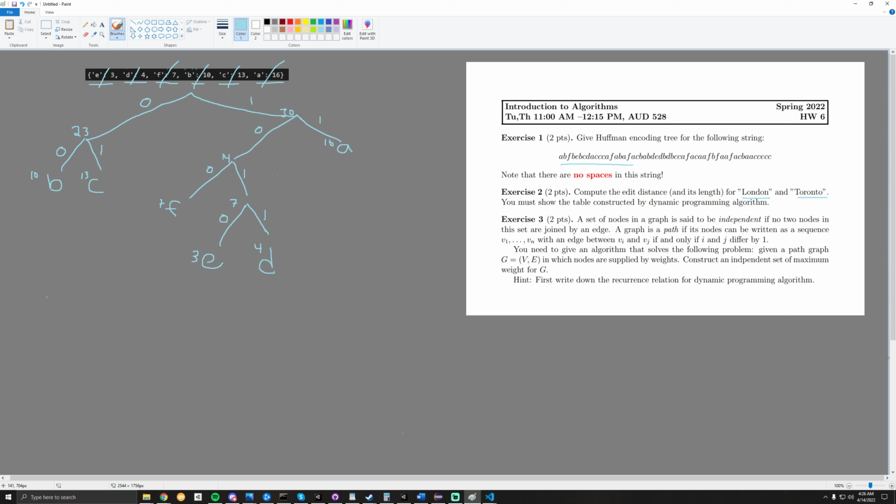So our A, I'll do these in alphabetical order. Our A will be 1, 1. Our B will be 0, 0. Our C will be 0, 1. D is now 1, 0, 1, 1. E is 1, 0, 1, 0. F is 1, 0, 0.